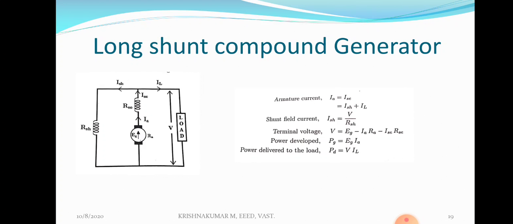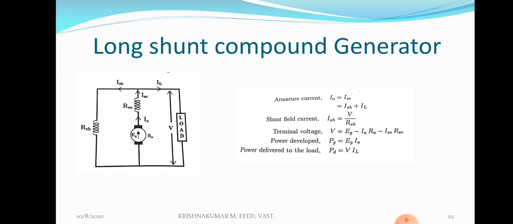Shunt field resistance is represented as RSH, series field resistance as RSC, and armature winding resistance as RA. The load is connected across the parallel combination. That means the load is connected across the armature plus series field winding and the shunt field winding combination.